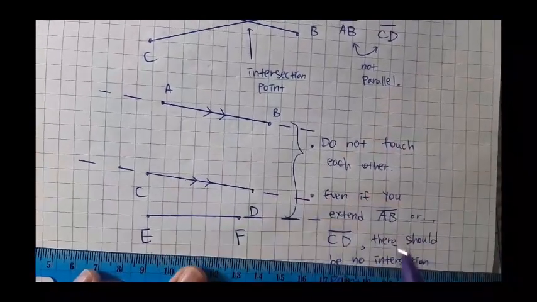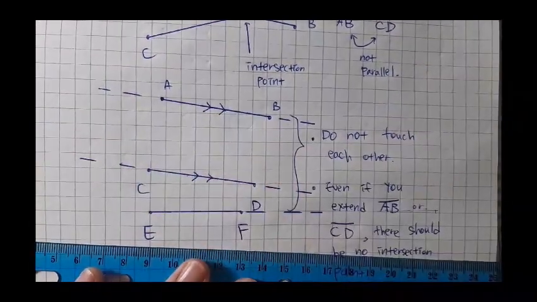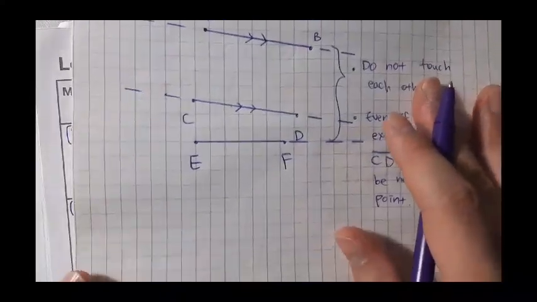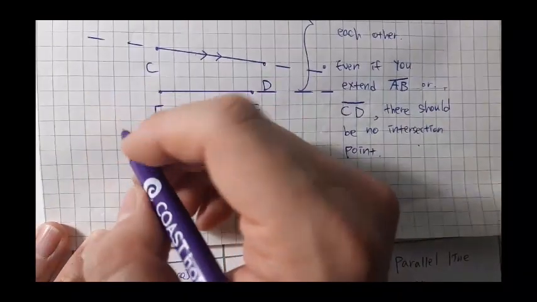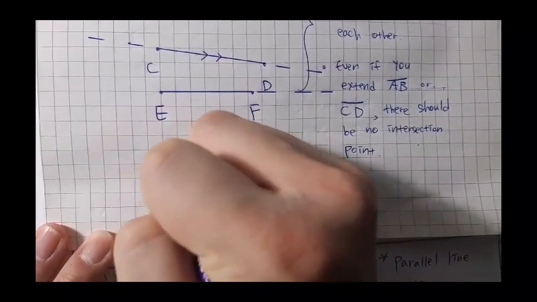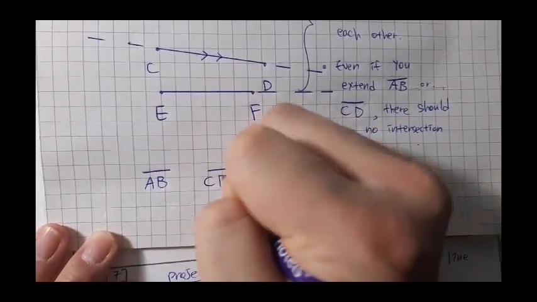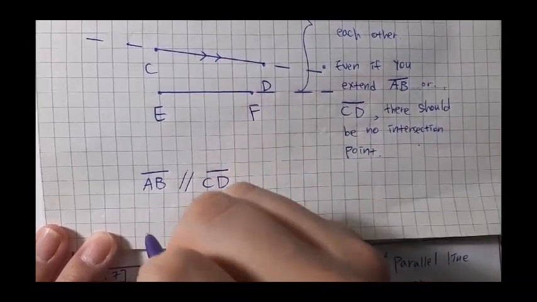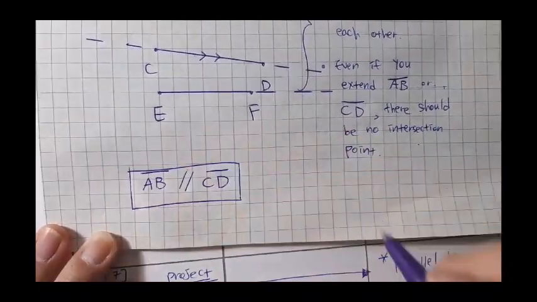Now, AB and CD, however, in this example, as you may notice, those two are parallel. So in the math world, we generally write it in this way. AB, CD, these two line segments, we put this slanted line. We express it in this way.